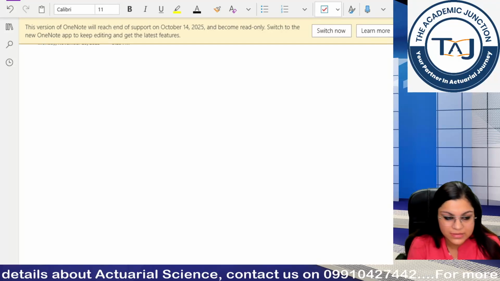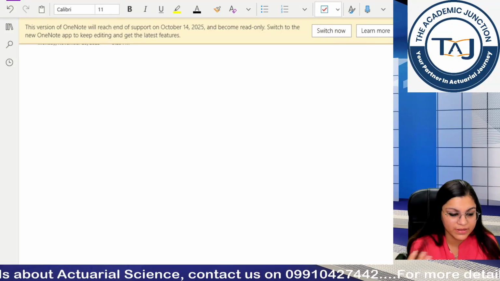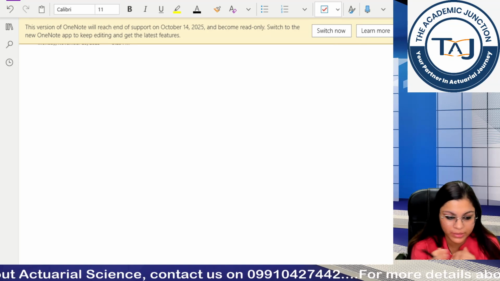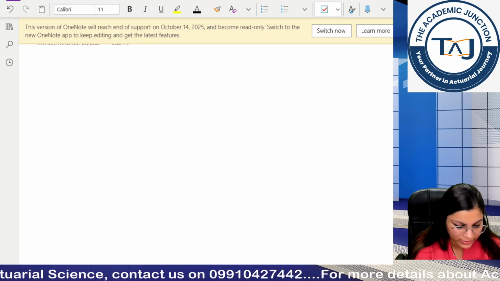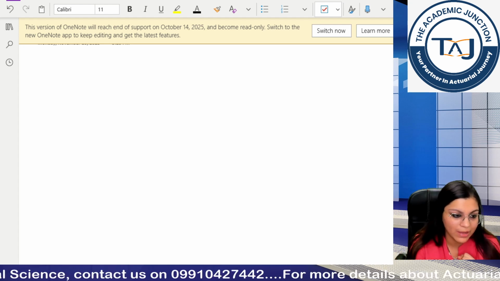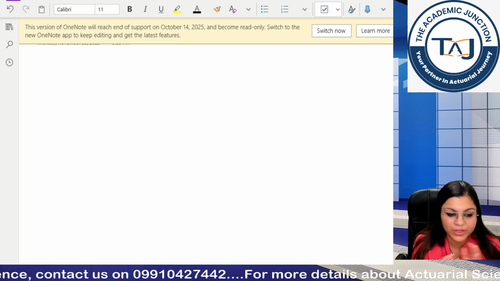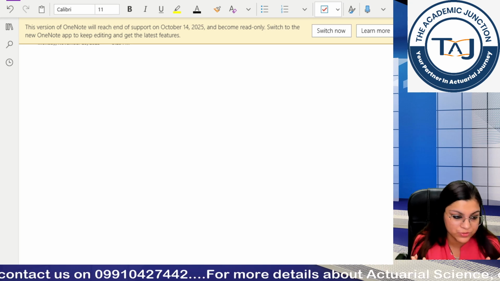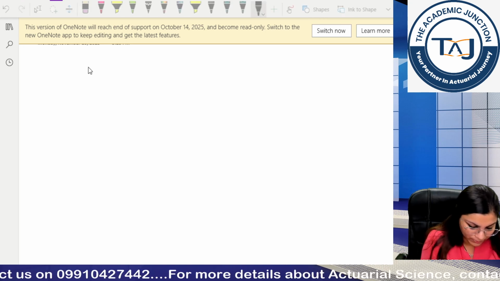Hi guys, since this is exam time, let us understand the different strategies for questions. Like, you can get theory based questions, you can get an application style question, you can get a numerical question. So let us understand different strategies that are applicable for different types of questions.